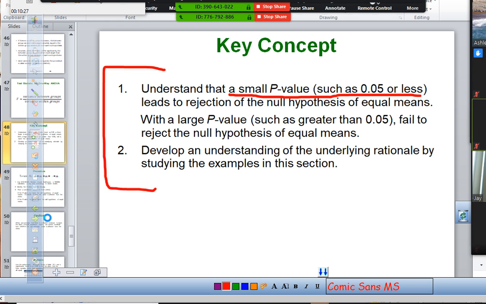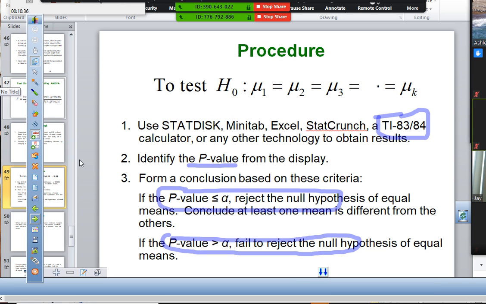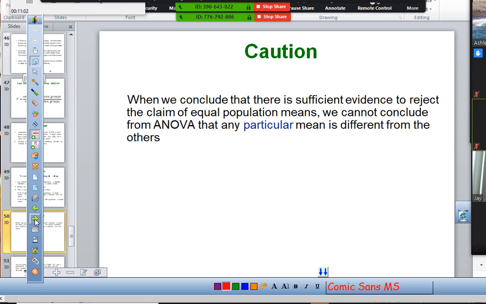Obviously, if it's larger than 5% or whatever alpha is, then you would not reject H0. Okay, so to test it, we're going to have our H0, we're going to use the TI-83/84 to get a p-value, and then if the p-value is less than or equal to alpha, we're going to reject the null hypothesis. If the p-value is bigger than alpha, then we're going to fail to reject the null hypothesis. That's what I just said a second ago, only in different words. And then please note, we can't say which one's different, just that at least one of them is different.